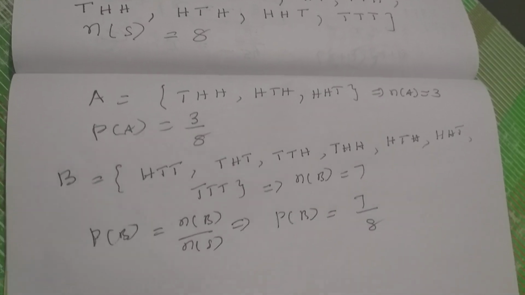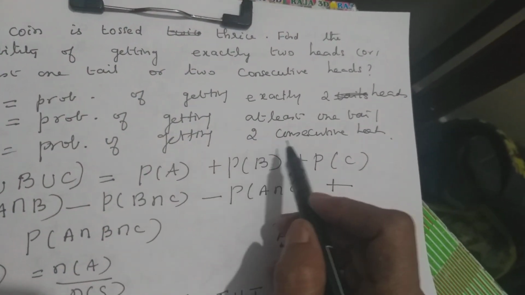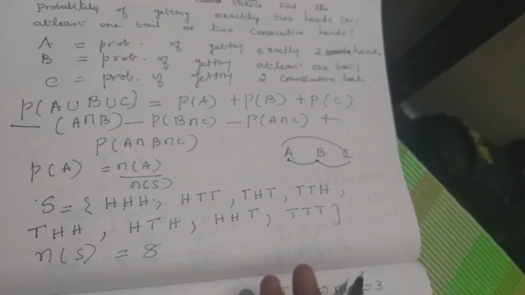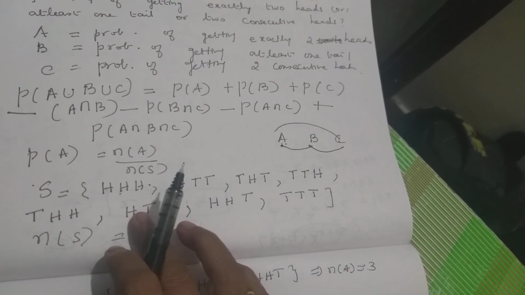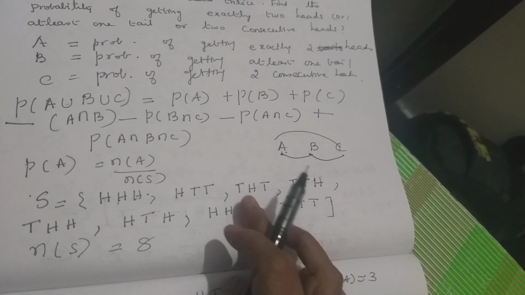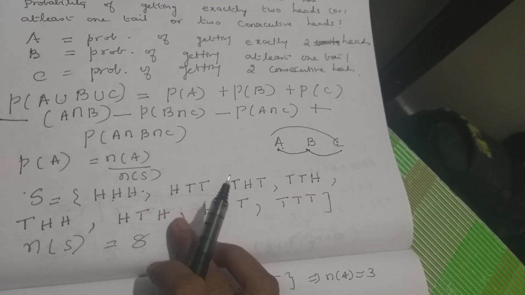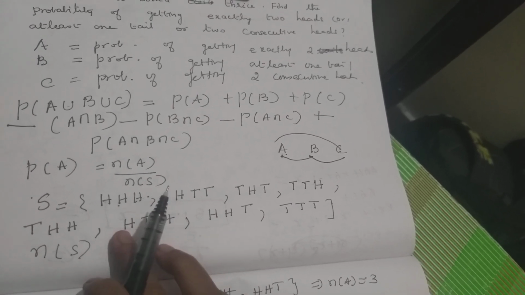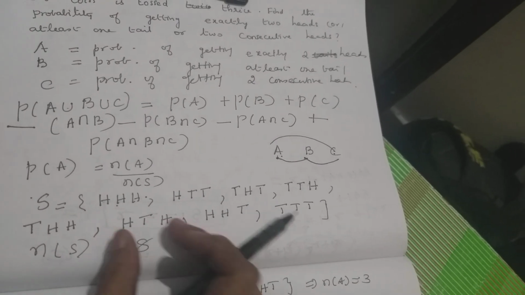Next we have to find C. What is given for C? Probability of getting 2 consecutive heads. What does consecutive mean? It must come continuously. If you see 2 heads, one in this place and one in this place, it is not continuous. Consecutive means the next place must also be H. 2 H must be together.